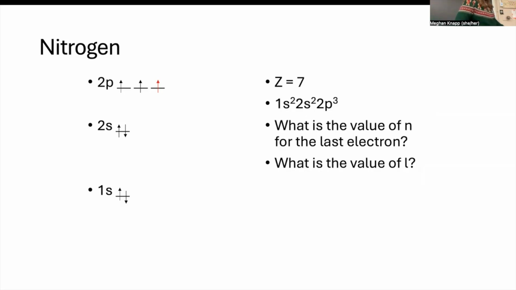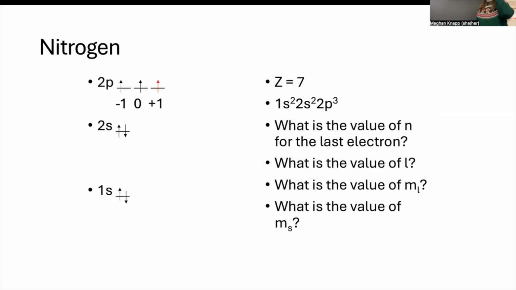What's the value of m sub l? That's where you would have to write in the plus and the minus and so on. So if we said -1, 0, +1, then it would be +1, right? And then the spin, m sub s. What's that going to be? +1/2. The m sub s can only be +1/2 or -1/2. There are only two possible values. All the others could keep increasing to infinity, but these two, +1/2, -1/2.